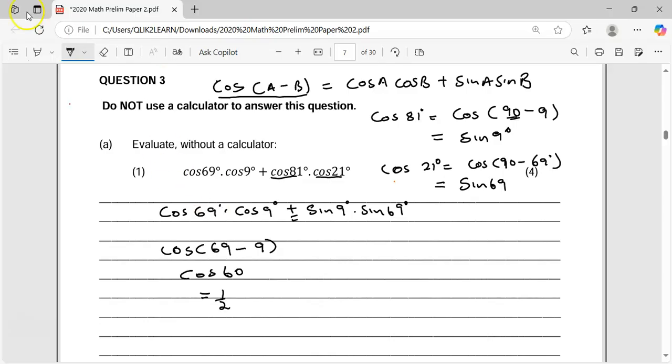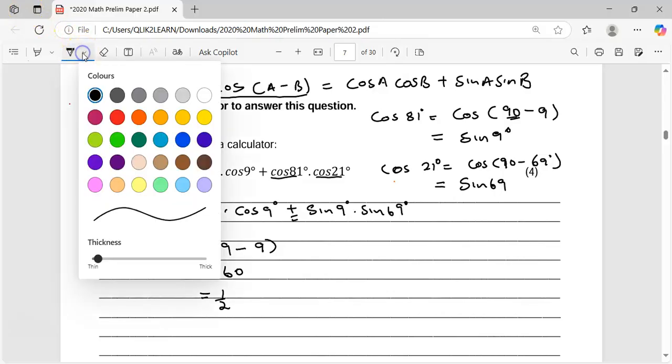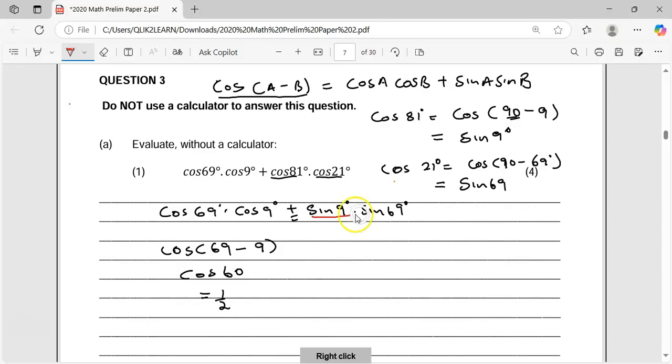So before we end this video, I need us to check how they mark this problem. If you can manage to reduce these two, then you're going to get 1 mark. For changing this whole equation into a compound angle, that's another mark. Then for saying 69 minus 9, it's cos 60, another mark. Then the mark for the final answer.